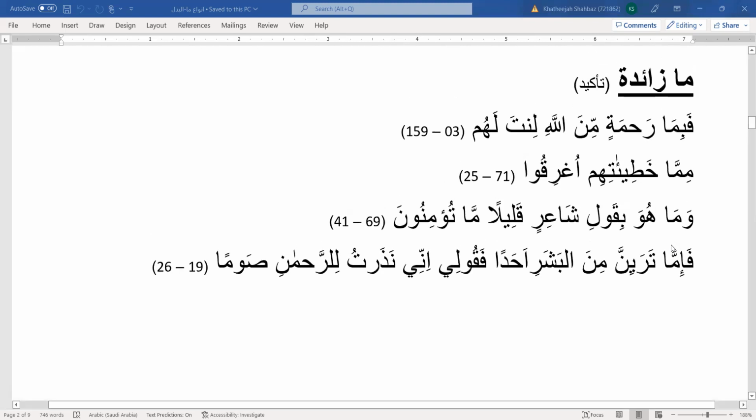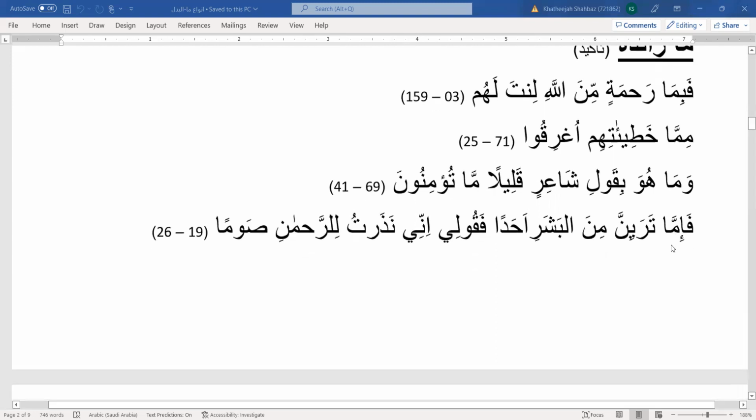So how do you recognize it? If you just don't translate it, the sentence will still make sense, and that is why it is called ma zaida, extra ma. But it does have a very important role. We need to understand it, and understanding that will really tell you what the ayah actually means, the real flavor of the ayah. Then you will really understand.